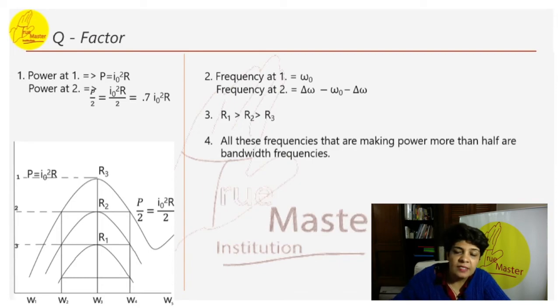So here in this graph, R1, R2 and R3 are the resistances that you can see here. This is P, which is the maximum, I naught square R. Here this is 50% of the value, so it is written as 0.7 I naught square R. Just repeating it, all these frequencies that are making power more than half are bandwidth frequencies. So these all are bandwidth frequencies here.